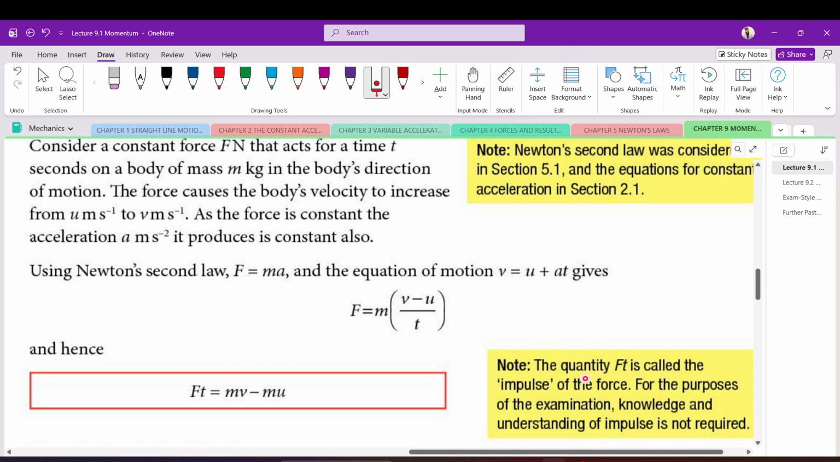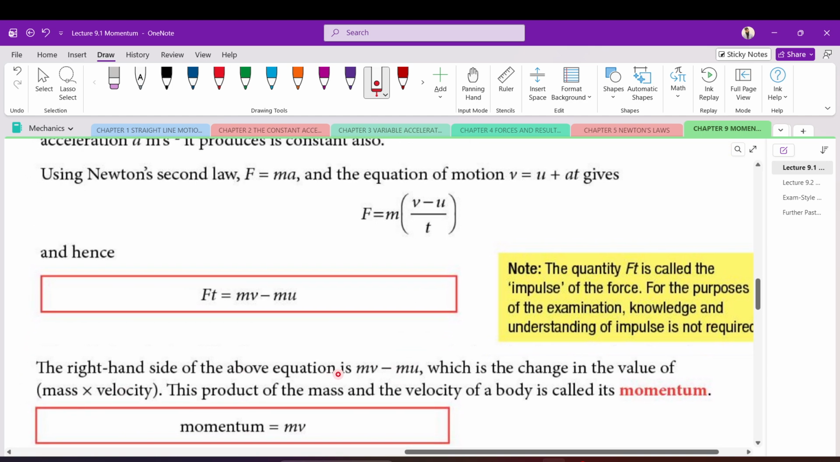Now it says the quantity Ft is called the impulse of the force. For the purposes of the examination, knowledge and understanding of impulse is not required. So in our syllabus, the calculations related to impulse are not required. A basic understanding is a good thing. Therefore, whatever we are going to study about impulse in this chapter will not be tested in the exam. All right, so let's make that clear first.